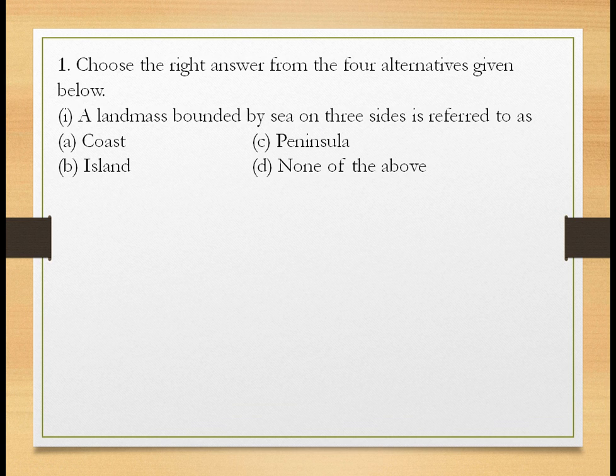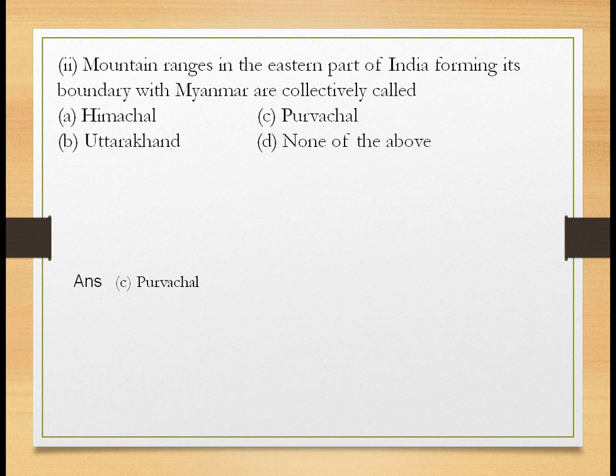Next, a land bounded by sea on three sides, if you already know Peninsula is the correct one, there is no need to go further. But if by chance you do not know the correct answer, at that time use this method: remove the alternatives which do not match, and from the remaining two, choose the correct one. I have stated how to do it here.